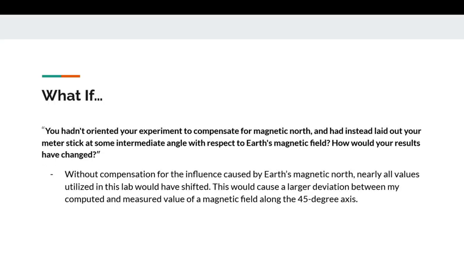What if I hadn't oriented my experiment to compensate for magnetic north? And what if I just laid my meter stick at some random angle with respect to Earth's magnetic field? Well, without compensation for the influence caused by Earth's magnetic north, nearly all values utilized in this lab would have shifted. This would cause a larger deviation between my computed and measured value of the magnetic field along the 45-degree axis.